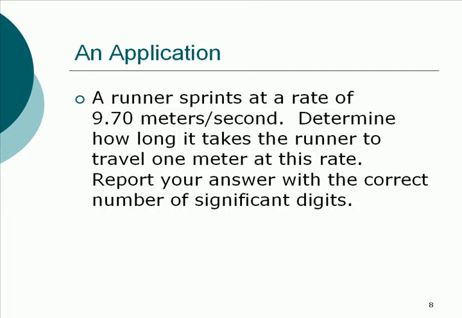So for example, if we take the reciprocal of 9.70 meters per second, our answer will be in seconds per meter. We're going to work a lot more with units and how they behave in computation in a few weeks. But for right now, if we take the reciprocal of 9.70 meters per second, we'll have the number of seconds per meter that it takes that runner to travel, how many seconds for each meter.